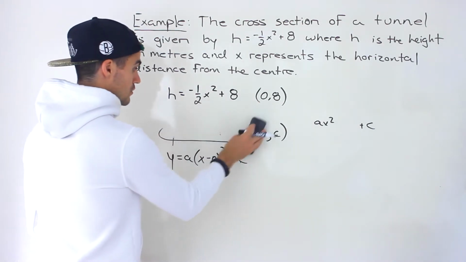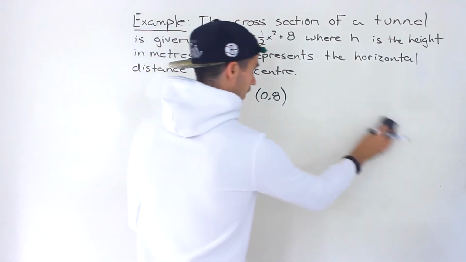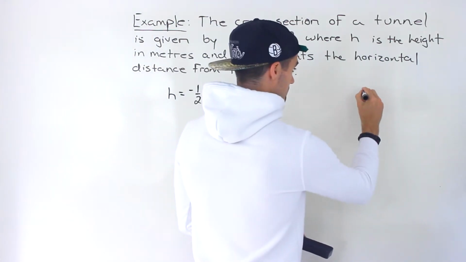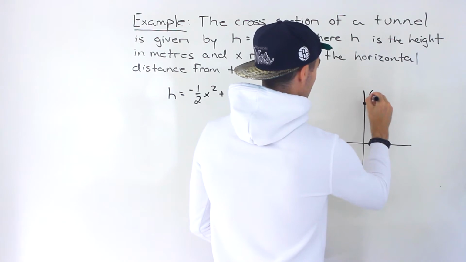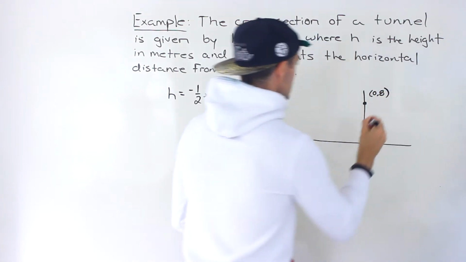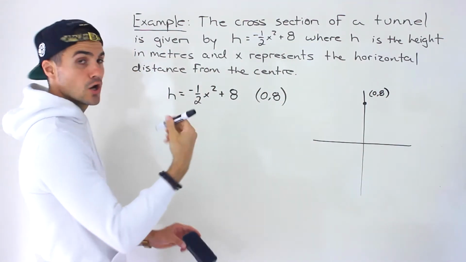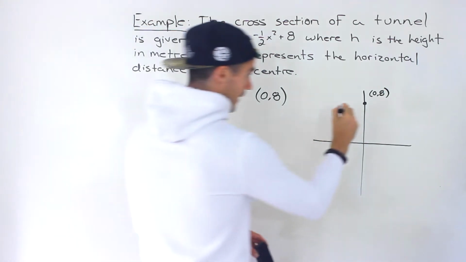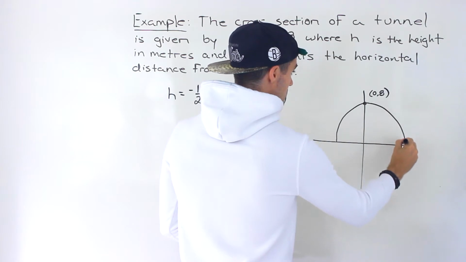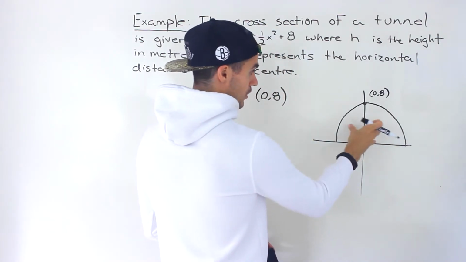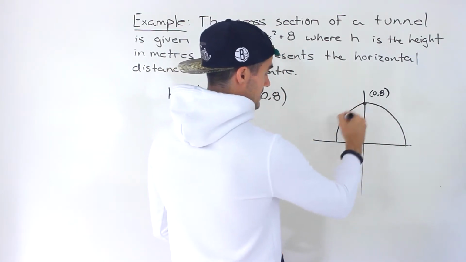So we can start there. Let's graph this actually. So the vertex is going to be over here at 0 and 8. And notice that the a value is negative, so we know that this parabola is going to be opening down like this. So this is the tunnel over here. So the cars are going through the tunnel. And this is symmetric here.